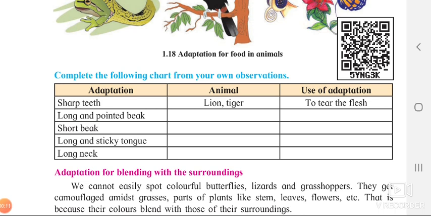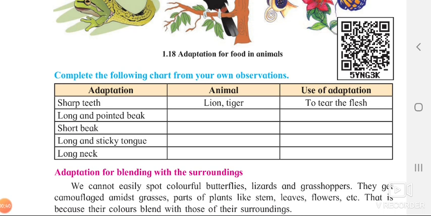So adaptation in plants including the snowy plants, the desert plants, the next one were aquatic plants, grassland plants, forest plants, etc. Then we have seen the adaptation in animals, the aquatic animals, then the snowy area animals, then the next one the animals which are present in forest, etc. So we will just complete this chart. They have asked you to complete the following chart from your own observation.